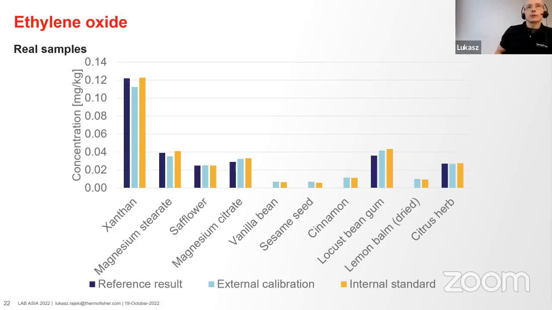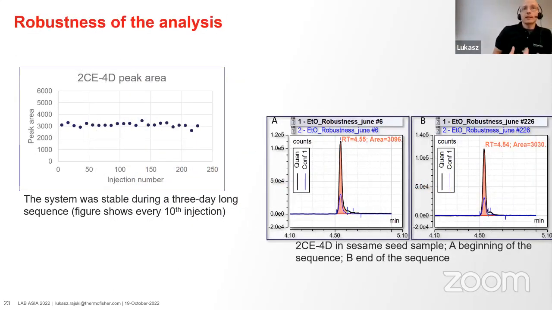However, what is important here, you can see that with our method we obtained almost exactly the same results as the accredited laboratory. However, what is important, they had to inject 2 microliters of extract. And we, thanks to the sensitivity of our instrumentation, were able to decrease the injection volume to 1 microliter. And low injection volume is very important from the point of view of robustness, because if we inject less, we introduce less matrix into the system.